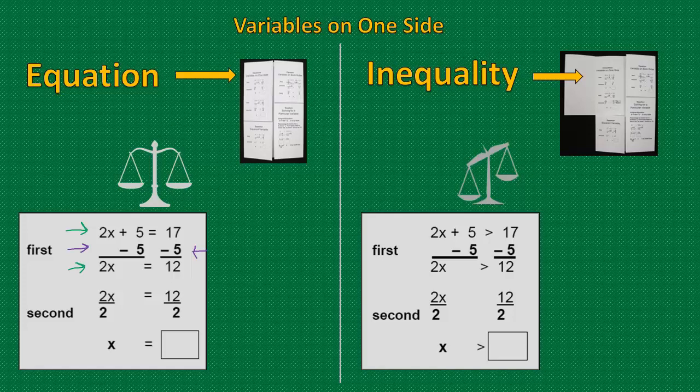Now the 2x means 2 times x. So to get rid of 2 that's been multiplied, we need to do the opposite and we need to divide. We'll make it look like a fraction in the second step and divide by the 2 by putting the 2 underneath. The 2's will cancel each other out and it will leave us with just the x. On the right side, 12 divided by 2 is 6. So x is equal to 6, and we've solved the mystery of how much that variable is representing.